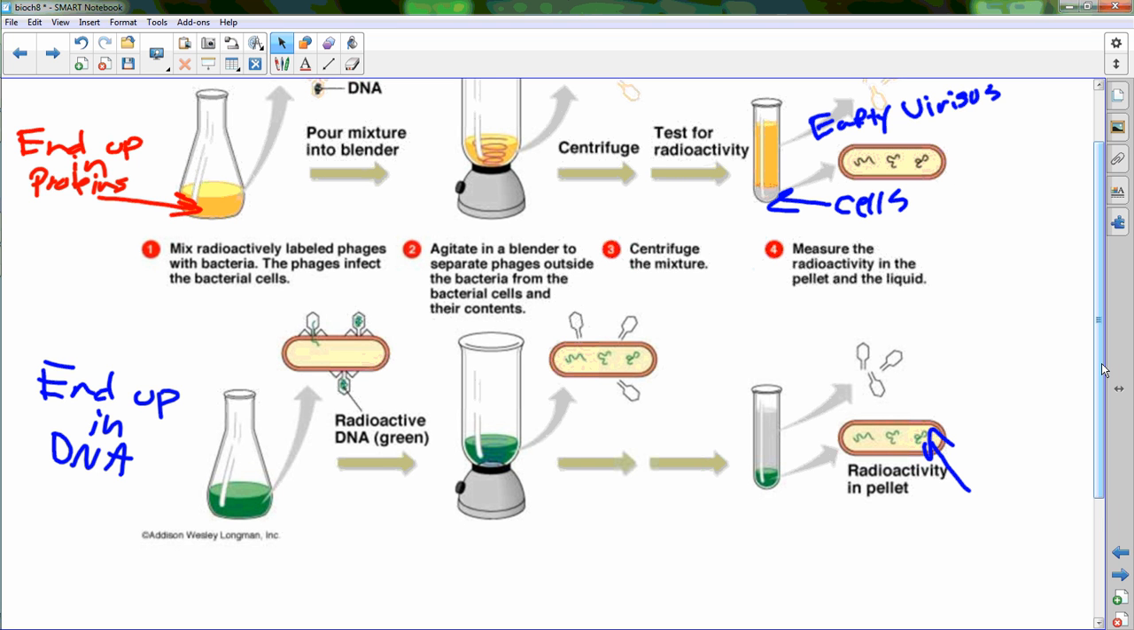So those were the basic experiments that led up to us realizing, hey, it's all about the DNA. The passing of genes from parent to offspring, or from bacteria to bacteria, or from virus to bacteria, is all about DNA. It has nothing to do with the proteins. And then people started going, okay, well, if we know the DNA is what passes genes on from parents to offspring, how is that thing set up? What is the structure of the DNA? How are the genes actually arranged on it?